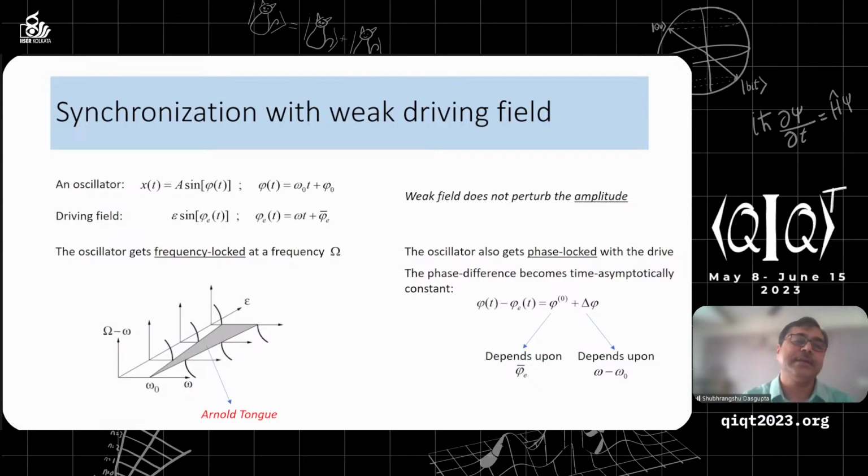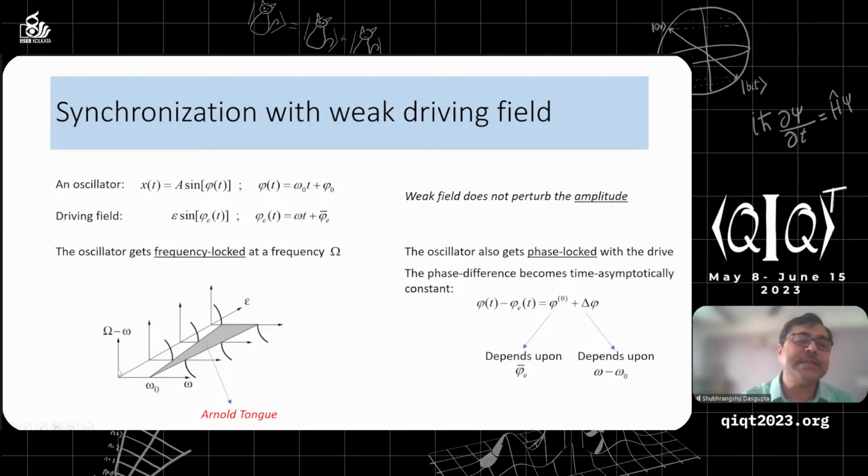Now, if I consider that the oscillator is already in a limit cycle, because I am assuming that epsilon is a very small number, and that is why it does not perturb the amplitude of the oscillation, then at asymptotic limit, the oscillator will get frequency locked at a frequency capital omega. This capital omega is not necessarily its original frequency, small omega 0. However, this value will be equal to small omega. This is the case when you have a driving field driving a single oscillator.